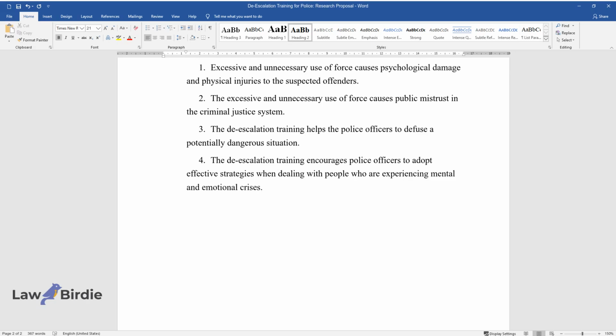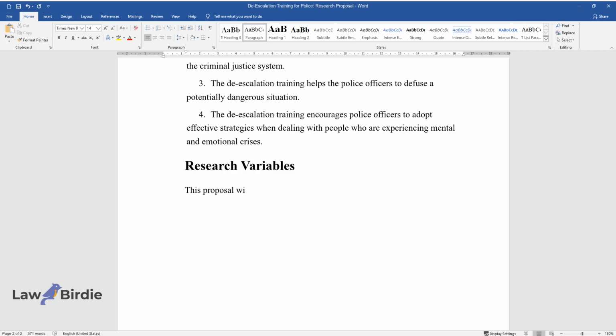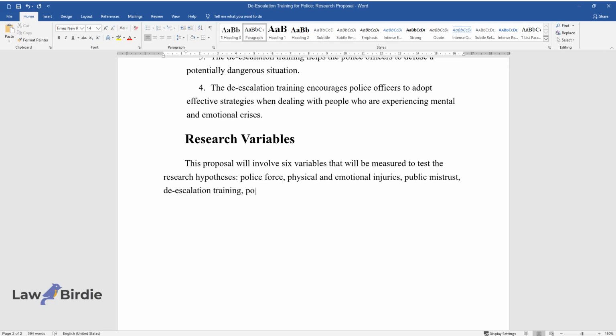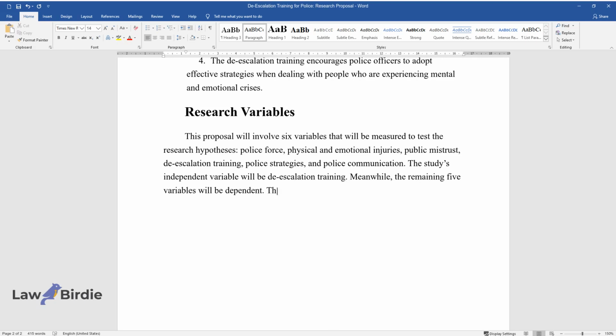crises. Research variables. This proposal will involve 6 variables that will be measured to test the research hypotheses: police force, physical and emotional injuries, public mistrust, de-escalation training, police strategies, and police communication. The study's independent variable will be de-escalation training. Meanwhile, the remaining 5 variables will be dependent.